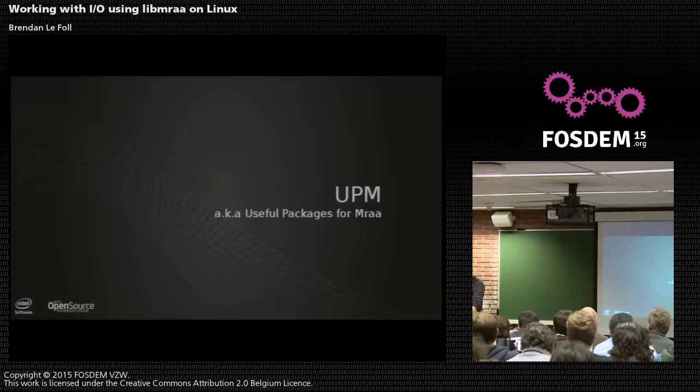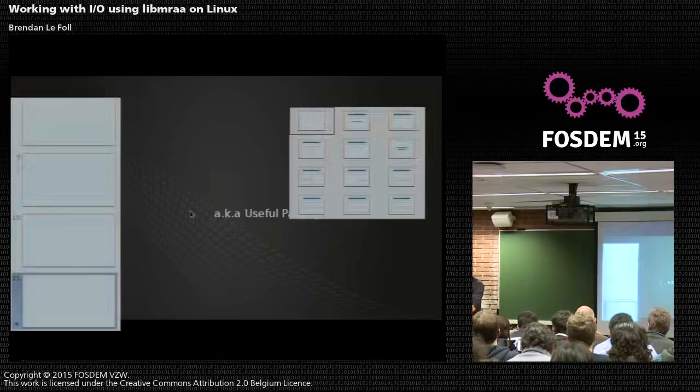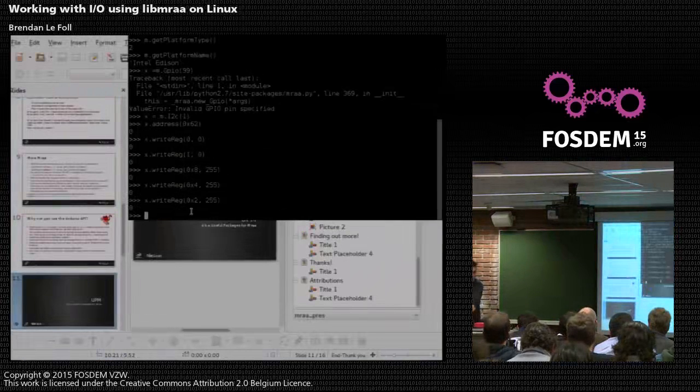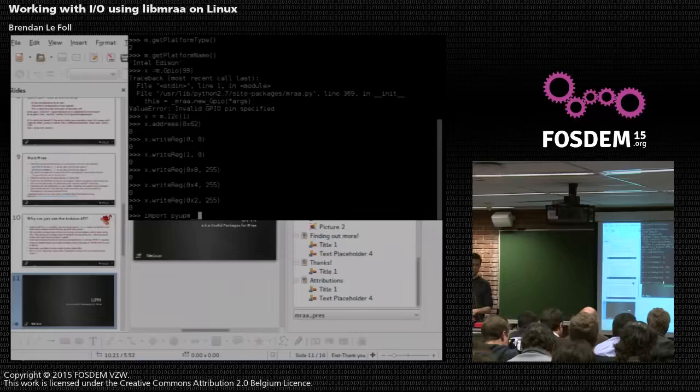So what we do is we provide a bunch of extra APIs on top of libmraa, which allow you to basically use finished products. We call it UPM, so useful packages for Mraa. At least that's what I pretend. Essentially, it's written in C++ and has again Python and JavaScript bindings, and so straight away it's much easier.